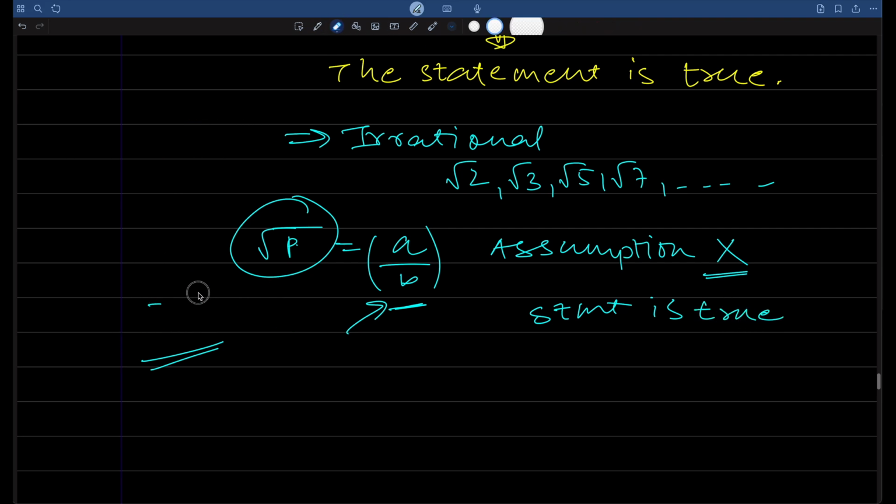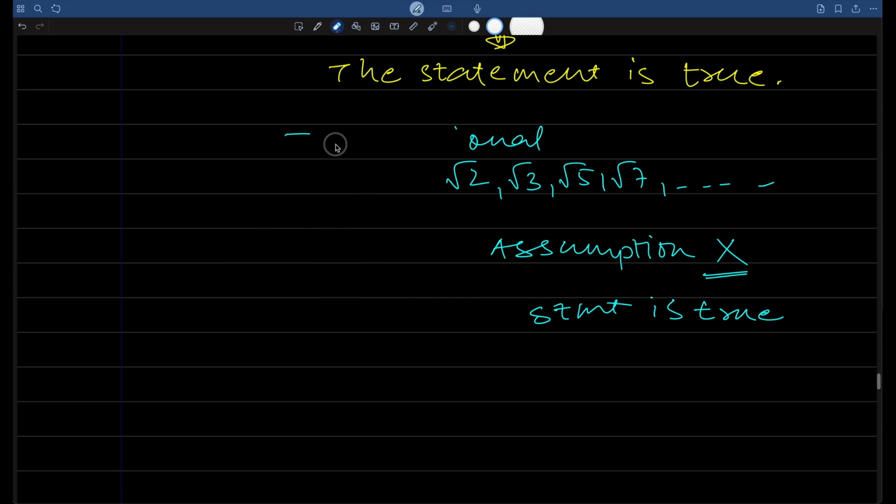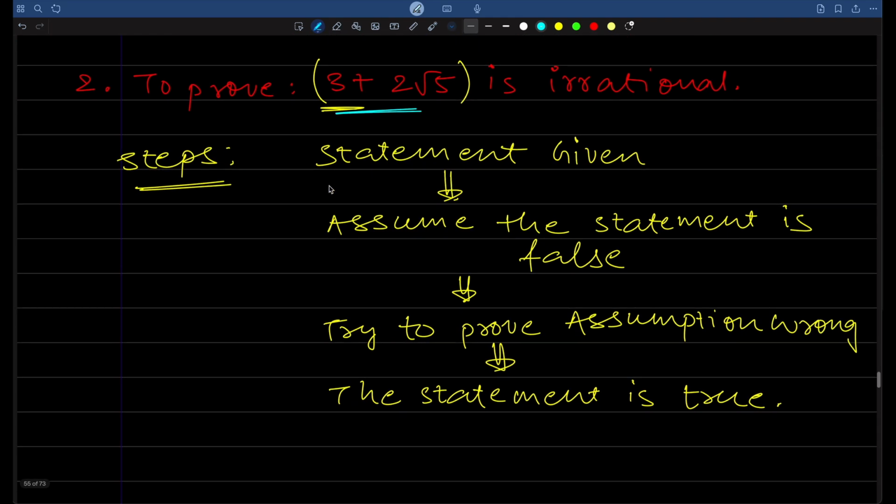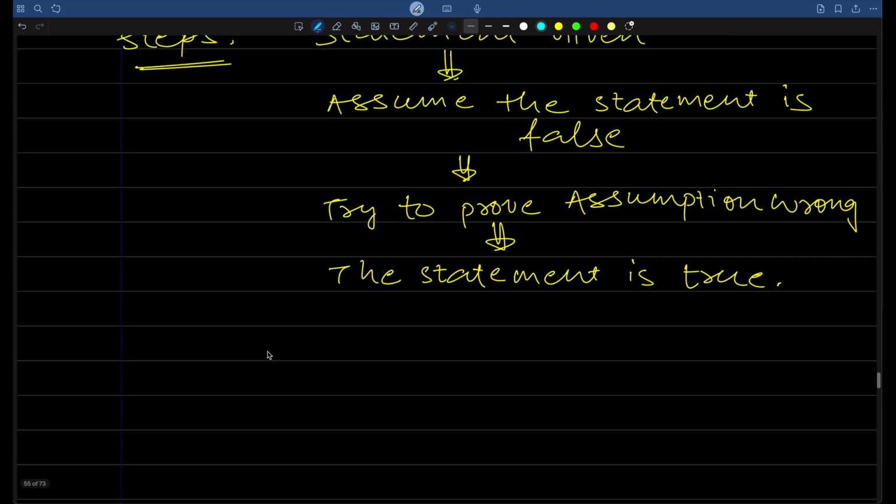So let us start the question. The question is: 3 plus 2 root 5 is irrational.